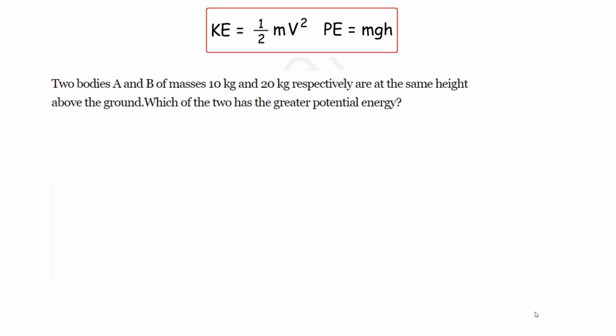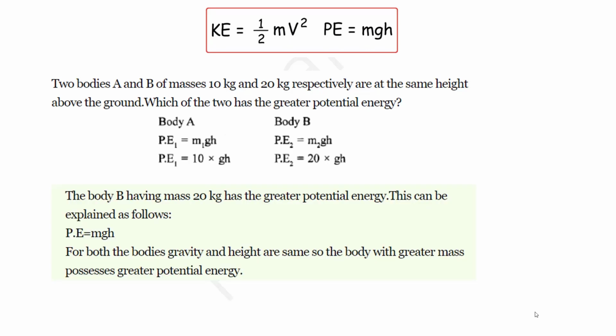One more example which I am expecting this time. Two bodies A and B of masses 10 kg and 20 kg respectively are at the same height above the ground. Which of the two has the greater potential energy? Potential energy is related to mass, right? It is directly proportional to mass. But they are telling that the height is the same, and acceleration due to gravity will also not change. So what will be the answer for this? For both the bodies, gravity and height are the same. So the body with greater mass will have greater potential energy because it is directly proportional to mass.